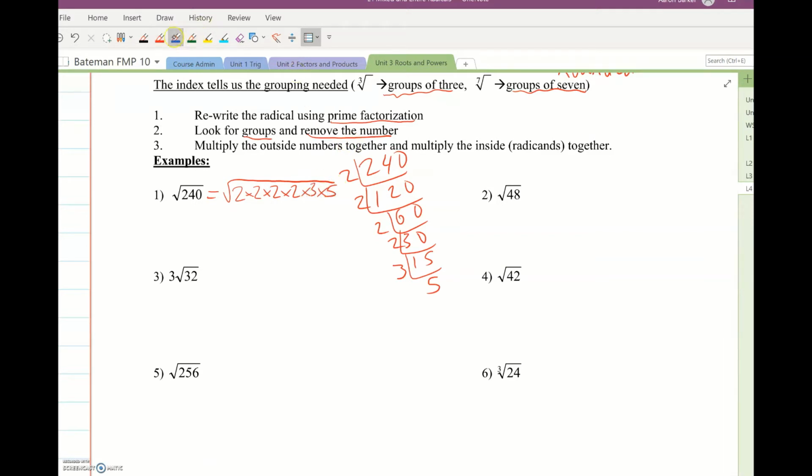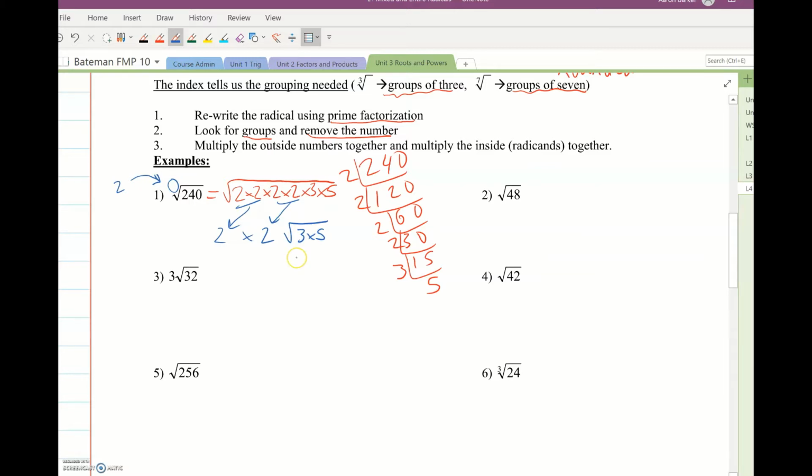And so then we would look for groups of 2 because our index is a 2. Okay, we don't write it, that means it's a 2. So here's a group of 2, that can come out. Here's a group of 2, that can come out. So this 2 times 2 is on the outside, and what's left over is 3 times 5. Okay, we can only take out the 2 times 2.